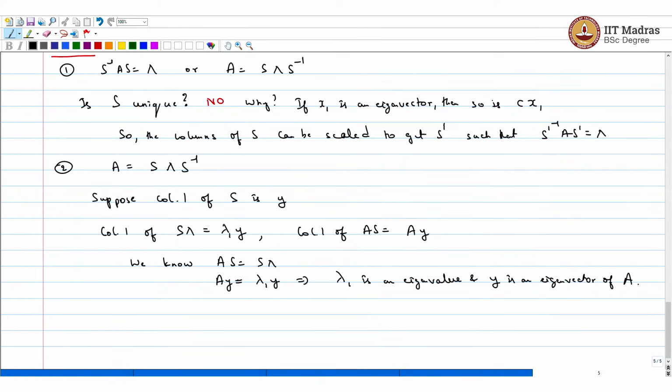So, the point we are trying to make is if A is diagonalizable, then the diagonal matrix can only contain the eigenvalues of A, and the matrix S contains the eigenvectors of A. But matrix S is not unique, but there is only one set of eigenvalues for a given matrix. So, the diagonal matrix is going to be the same.